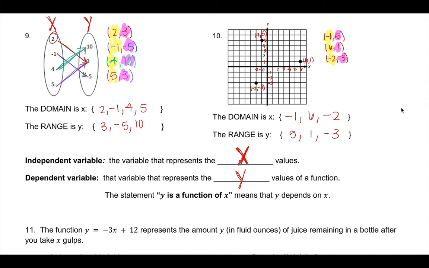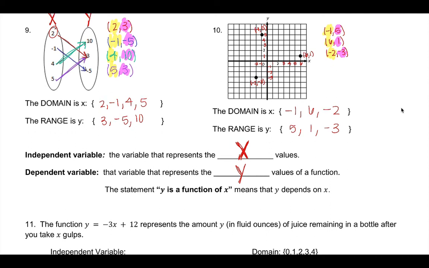So I plugged in a 1, out came a 3. So my input, or my x value, the independent variable that went in, was x, and depending on what number I put in, out comes the other one. It depends on the x. That's what the y means. So independent x, dependent y.